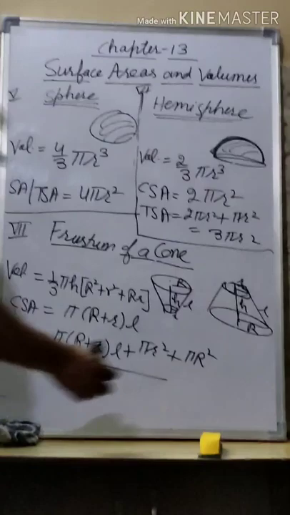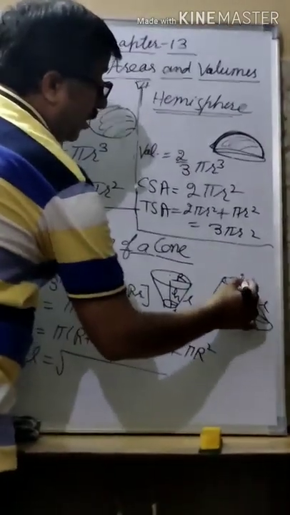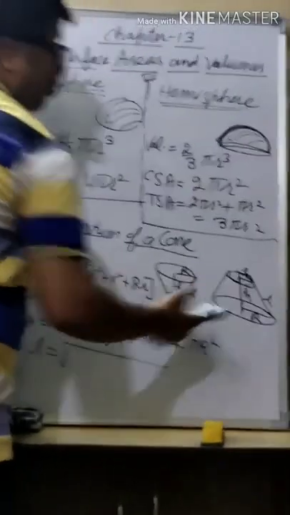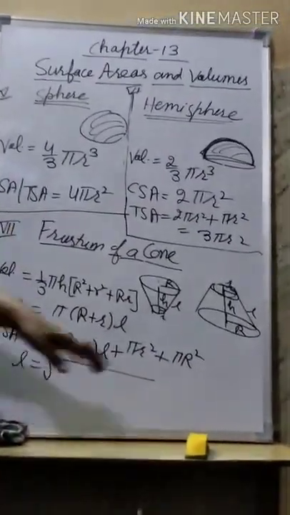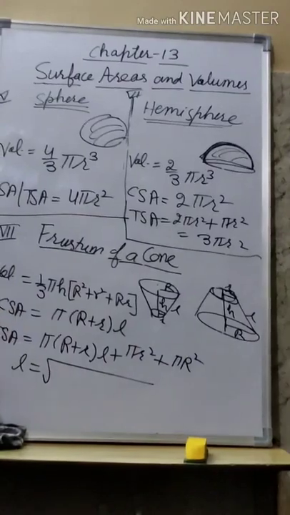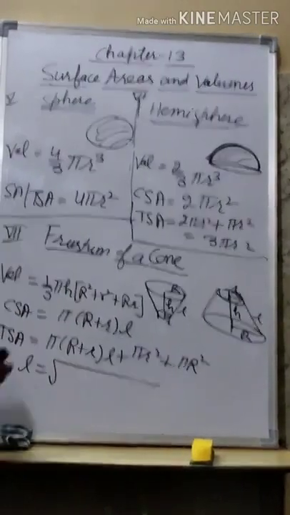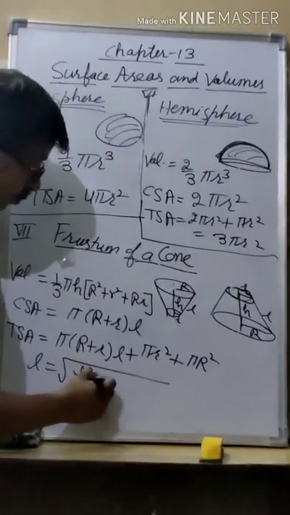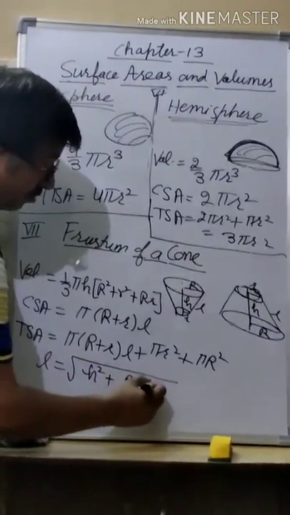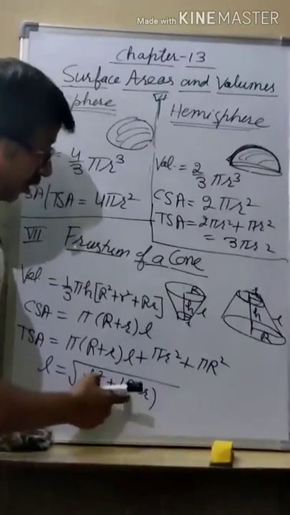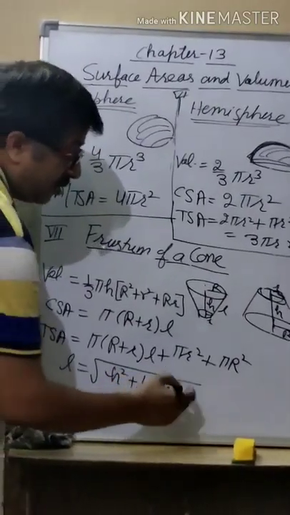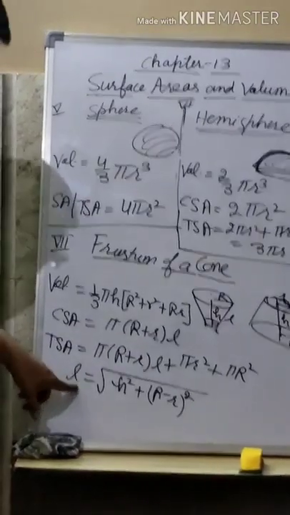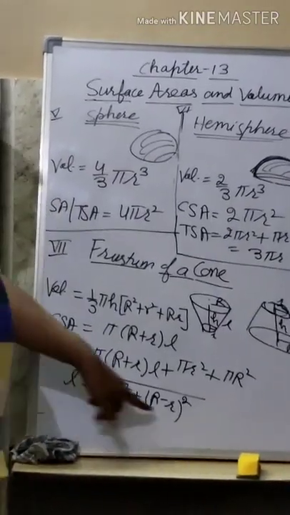But here I have told you, if small r is given, capital R is given, and the height h of the frustum is given, how will you find out the slant height of the frustum? So now learn the formula: the slant height of the frustum is under root h square plus the difference of their radii, (R minus r) whole square. Clear this? So this is the slant height of the frustum of a cone.